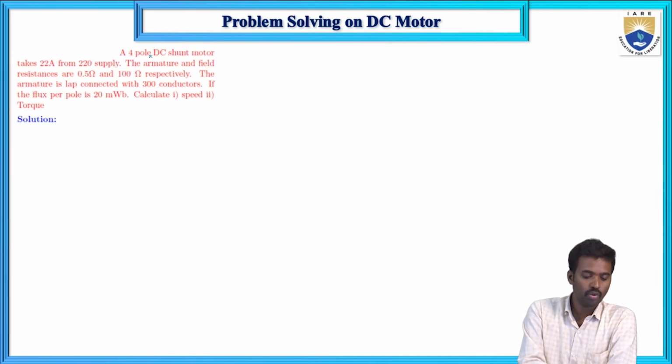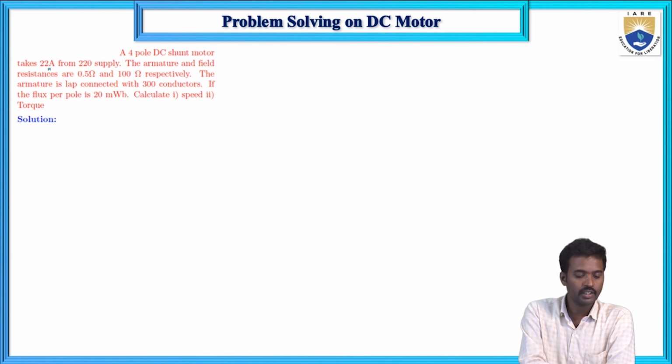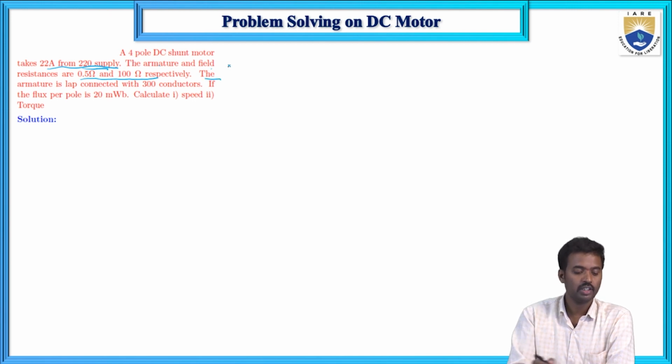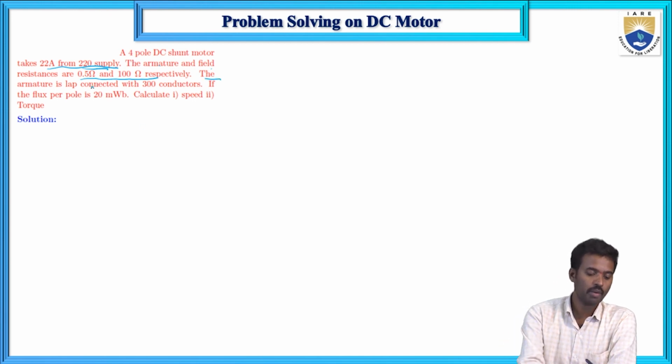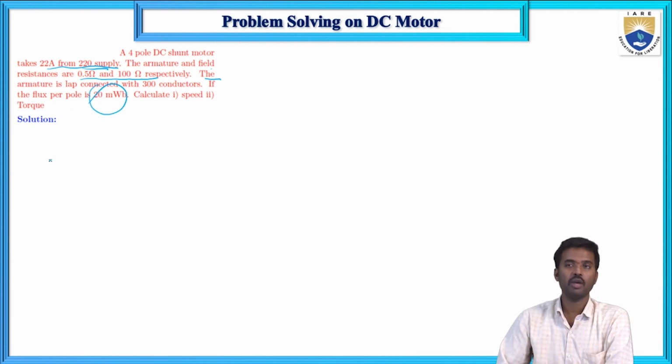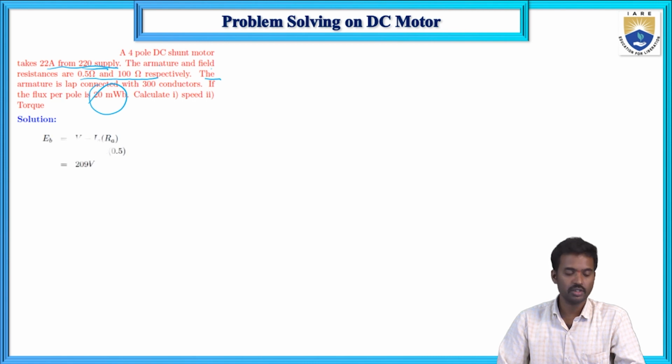And a 4-pole DC shunt motor takes 22 amperes from a 220 volts supply. The armature and field resistance are 0.5 ohms and 100 ohms respectively. The armature is lap connected with 300 conductors, and the flux is this one. Same procedure, only the numericals are changing.